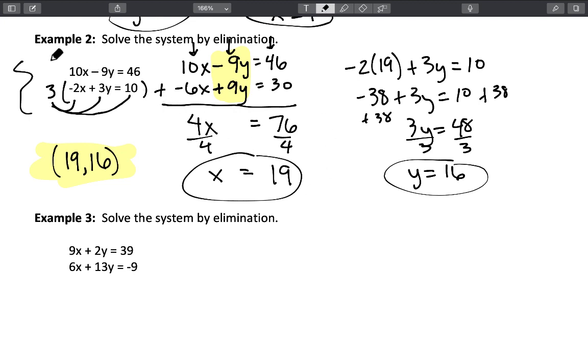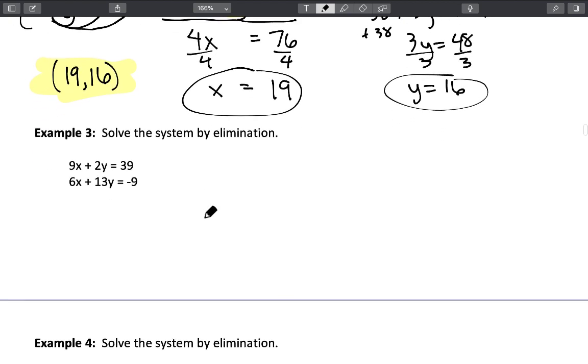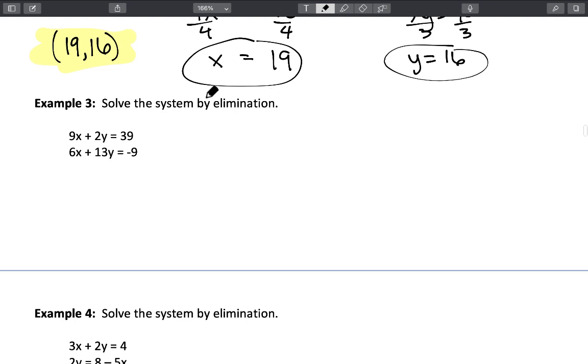All right, so just to recap that strategy, if we don't have a number in front of a variable that will add to 0, then create an equivalent equation like we did so that they do add to 0. All right, let's try another example here. Example 3, solve the system by elimination.